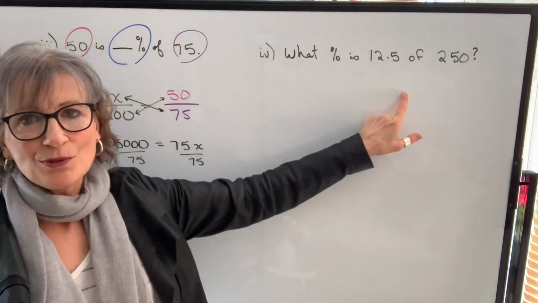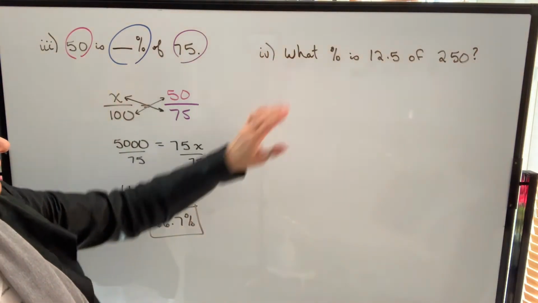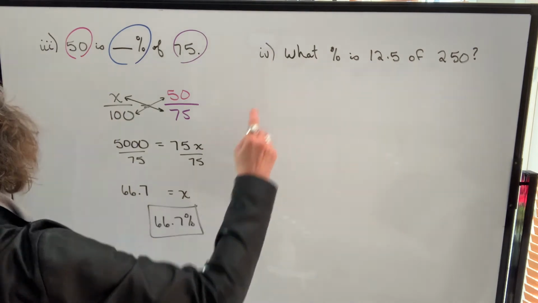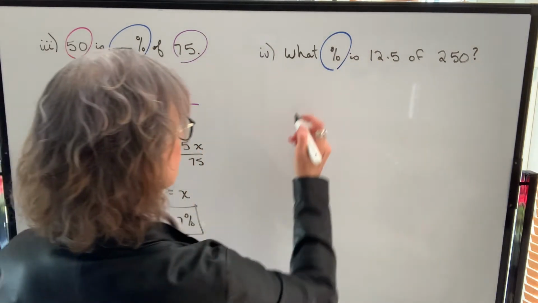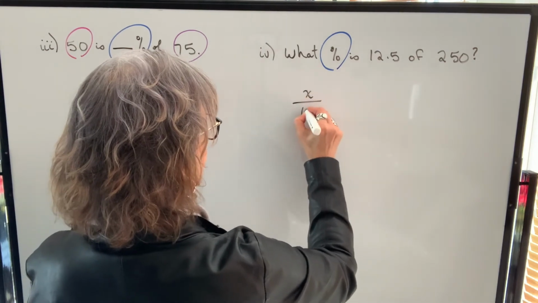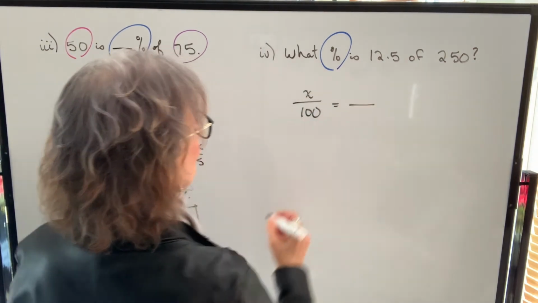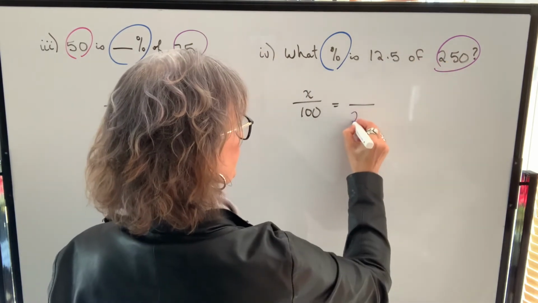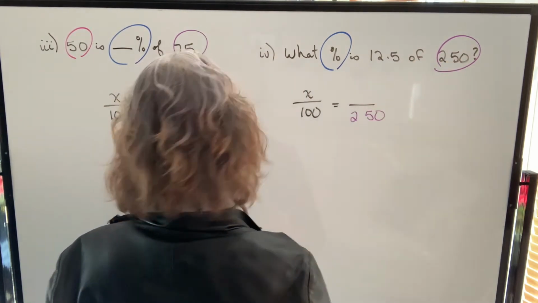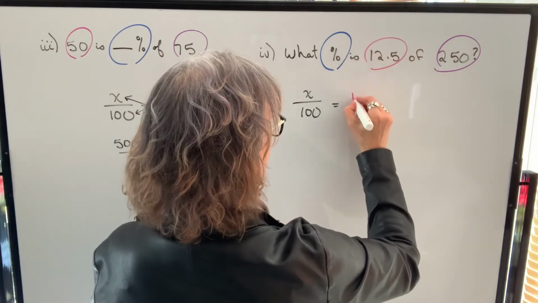The next example is the same as this. It's just worded a little bit differently. We're finding the percent. That's our unknown. Our base is 250. It's out of that amount. The amount is 12.5.